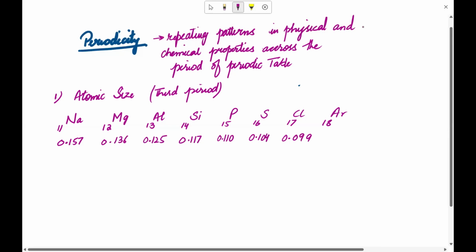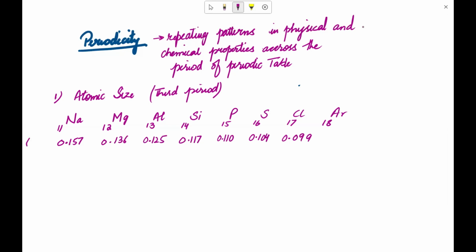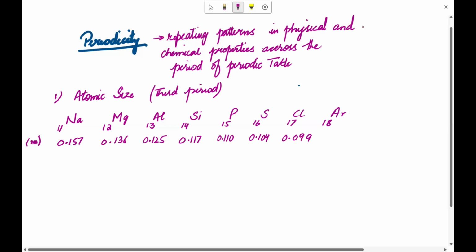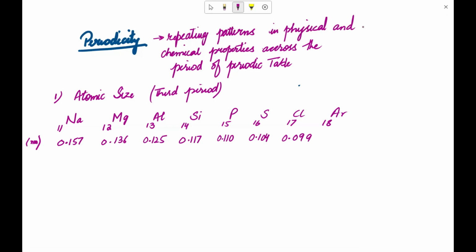So we can see, first of all, I just want to describe one thing, that they are represented in nanometers, okay? And we have seen that as we go from left to right in period 3, the atomic size is gradually decreasing. I have not written the atomic size for argon. I will discuss it later in this lecture, okay? So first of all, let's see why the atomic size is decreasing.